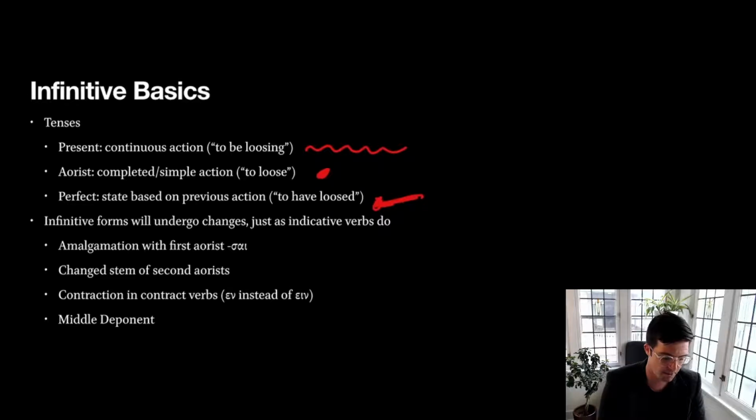So for example, certain verbs that end with certain consonants, when they come into contact with the sigma ending of the first aorist infinitive, there's going to be amalgamation; that sigma is going to combine with certain letters to produce a new letter. We're also going to see, of course, changes in the stem of second aorists, and contract verbs are also going to have contractions. They're still going to have contraction when a vowel is added to them.